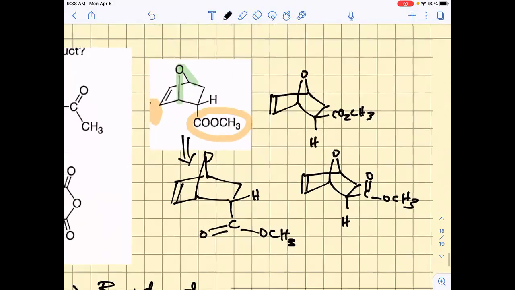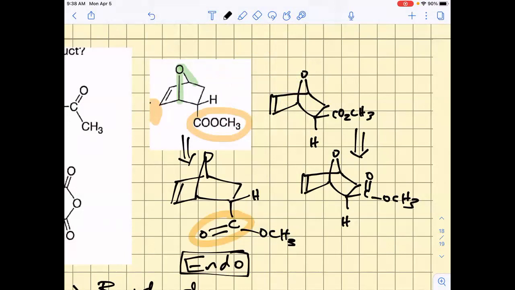So when you have these bicyclic systems, there's a possibility, if one of your substituents is a pi bond, and we notice that the ester contains a pi bond, that this particular isomer that's shown, which we call the endo isomer, is favored. This isomer over here, we will call the exo.